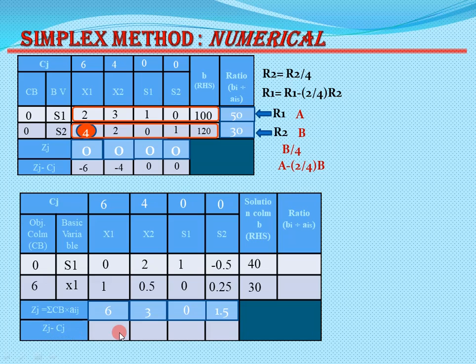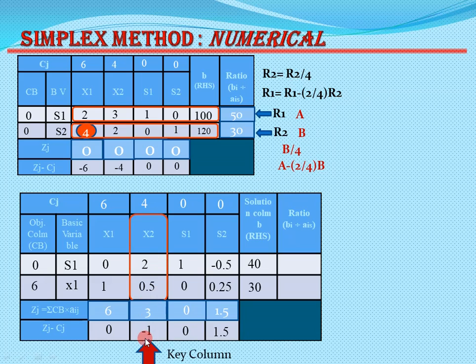And now to obtain the Zj minus Cj: 6 minus 6, 0; 3 minus 4, minus 1; 0 minus 0, 0; 1.5 minus 0, 1.5. Now we have to check whether this Zj minus Cj contains all positive values or not. Now here we get one negative value, so the basic feasible solution is not reached. So we have to find the key column and key row. So here minus 1 is the most negative value, so it will be called the key column.